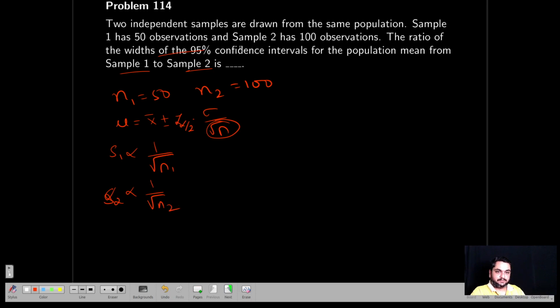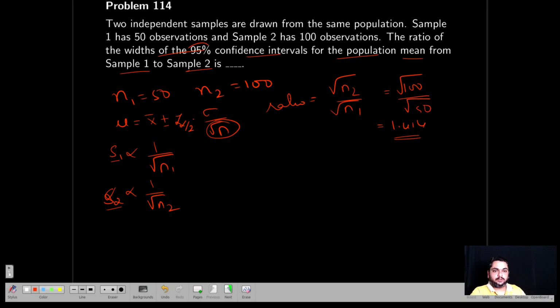So the width of 95% confidence intervals for population mean from sample 1 to sample 2: CI of sample 1 to CI of sample 2. So it will be the square root of n2 by n1, the ratio. So this is square root of 100 divided by square root of 50. This comes to be 1.414.